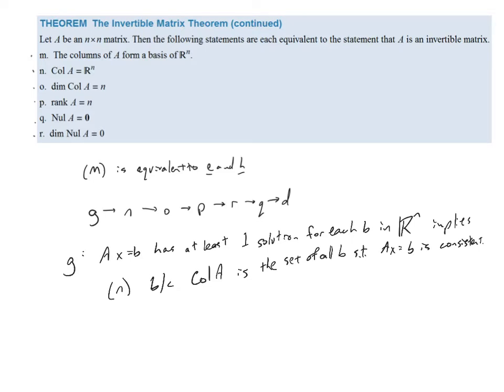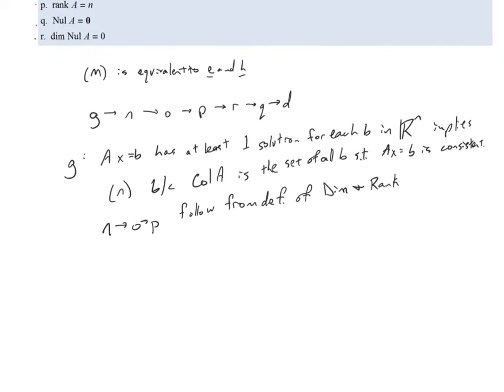And then N to O to P. N, O, and P, oops, I missed my arrow there. N to O to P, those all follow from the definition of dimension and rank, right? Because the column space, the dimension of the column space, the rank of it, those are all very tied together with just a couple of definitions.